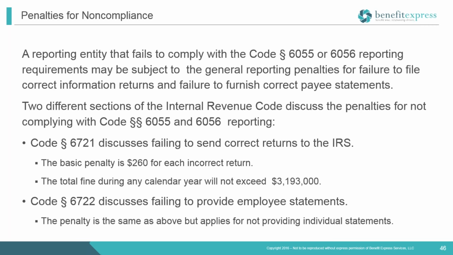There are 2 penalties. $260 per return if they're incomplete. So failing to send a corrected return to the IRS is $260. There's another $260 if you fail to provide a complete return to the employees. So again, it could be $520 per return if they're incomplete or incorrect.